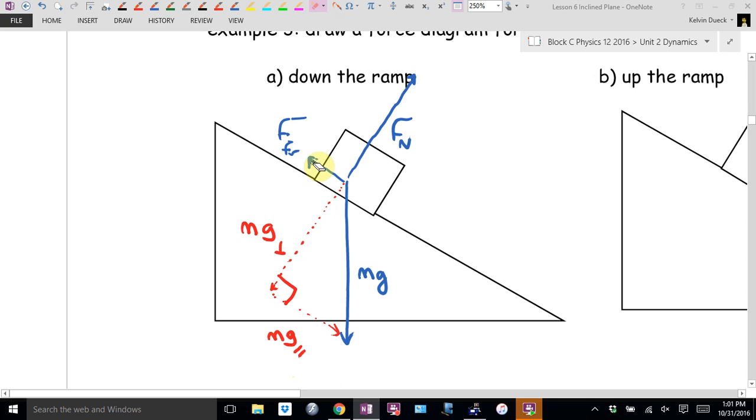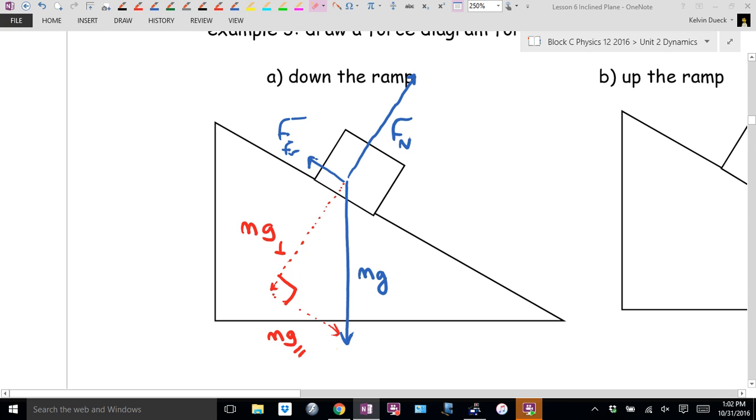Now, if friction is bigger than this, it won't slide down the ramp. This is what happens when cars park on a hill. If this is bigger than that, skiing, for example, if friction's really small, well, now you'll slide down the ramp and you'll accelerate, not at 9.8, but at this component.